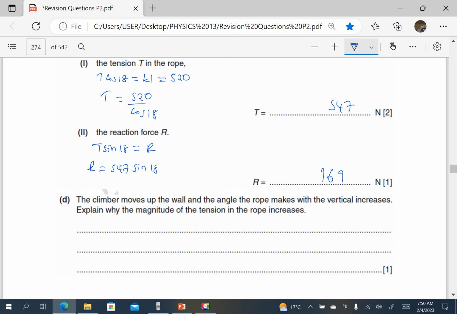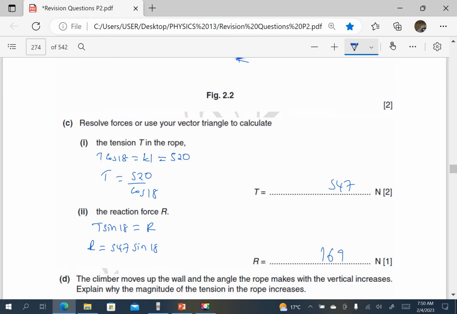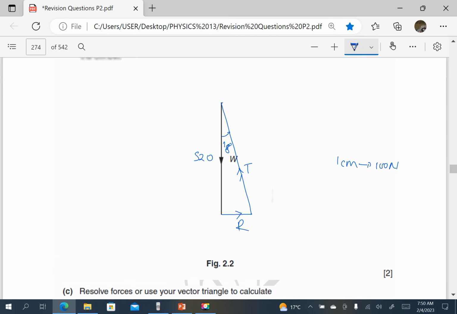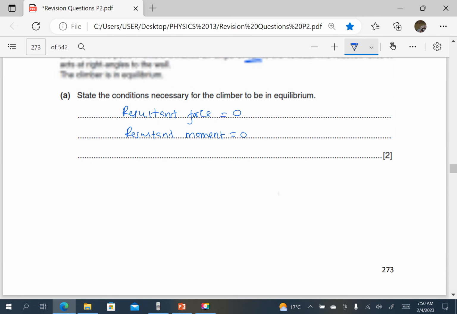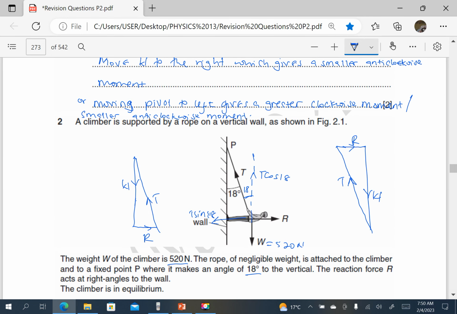The climber moves up the wall and the angle the rope makes with the vertical increases. Explain why the magnitude of the tension in the rope increases. So we have seen that when we resolve vertically upwards, T cos theta is equal to the weight, which means T is equal to the weight over cos of theta.